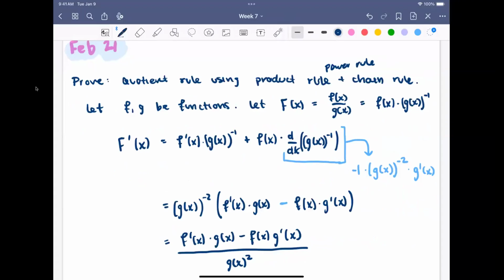Okay. So, the reason why I wanted to show you guys this is because this is just how I remember which term gets the minus sign. It's because the denominator function came with a power of -1, and that's where that minus sign came from. So does that make sense? And that also helps me remember that in the end we're dividing by g of x squared.